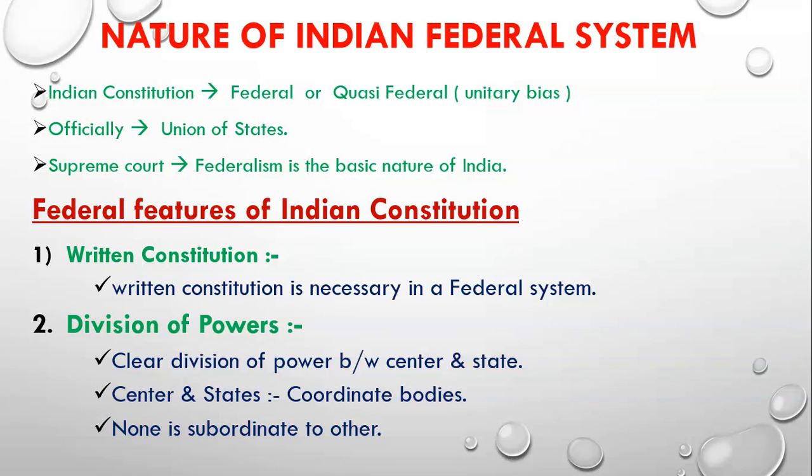The second feature is division of power. In any federal system, there is a clear-cut division of power between center and state. The Constitution clearly divides the power, meaning these are the powers of the central government and these are the powers of the state government. And the central government and state governments are coordinate bodies, meaning both have equal powers.